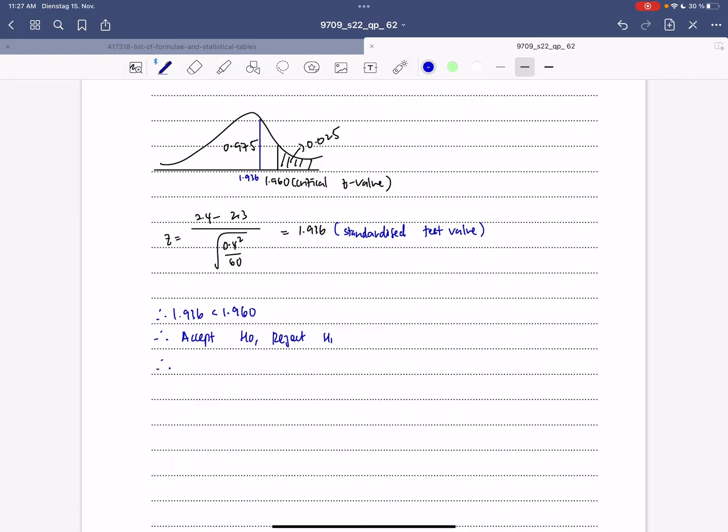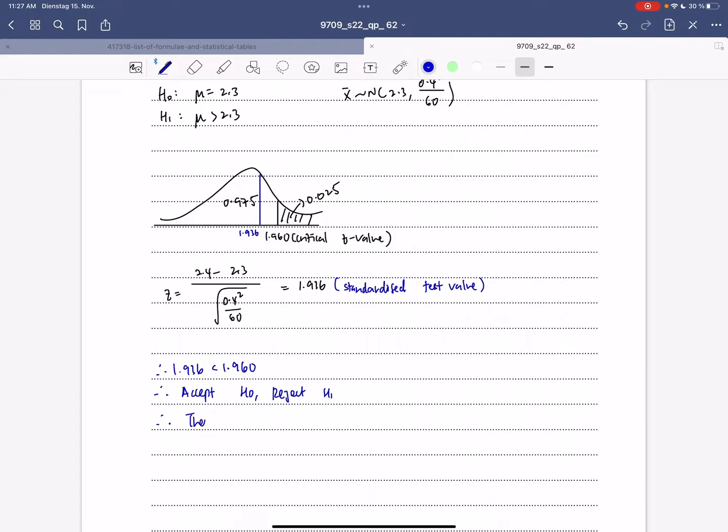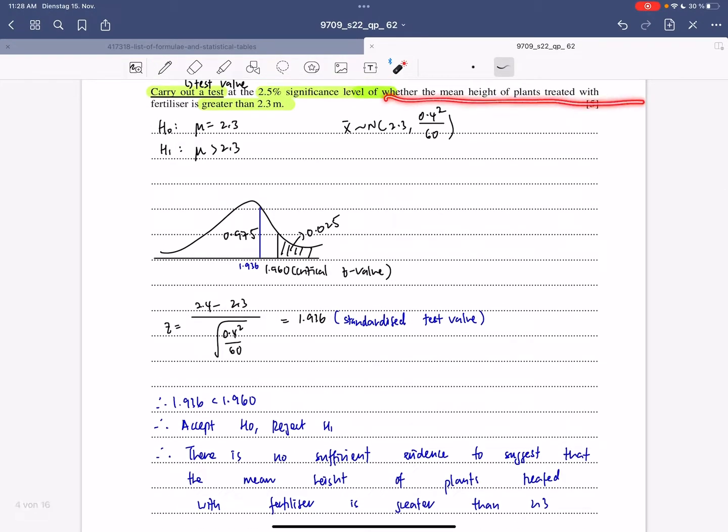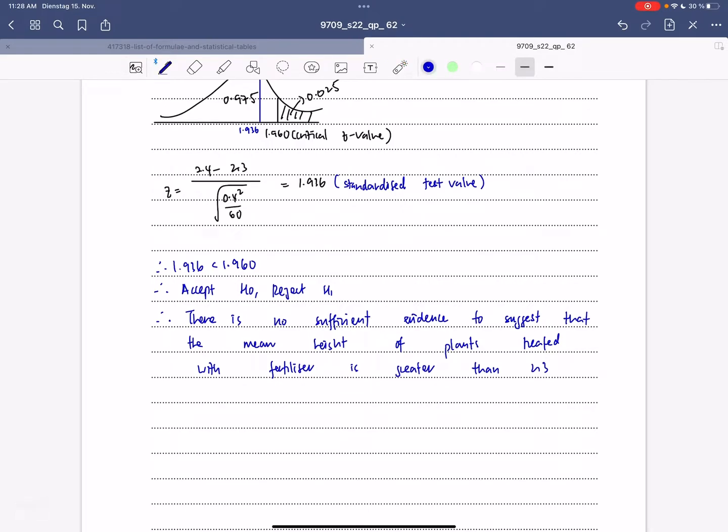Okay, so yeah, don't forget to write the conclusion. Since you accept the H null, there is no sufficient evidence to suggest that the mean height of plants treated with fertilizer is greater than 2.3. So you just copy this one, whether the mean and so on. Later I will write there is no sufficient evidence, abbreviated, to save my time. Never mind, I just write it fully.